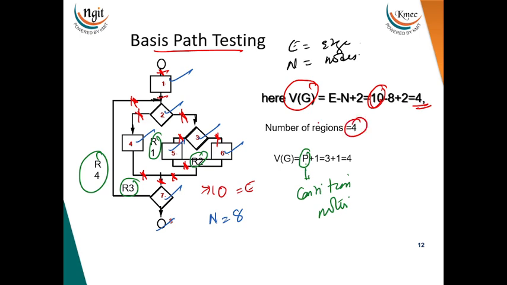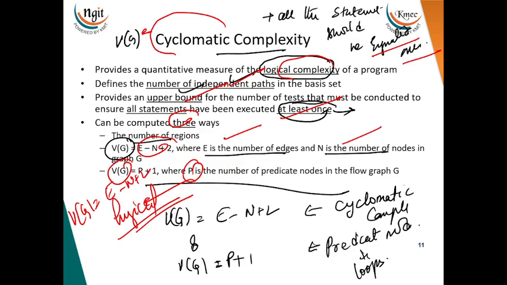Number of regions: we have to count the outside also. This is R1, this is R2, this is R3, and the outside region also. And conditions: 1, 2, 3. P is the conditions, 3, plus 1 is equal to 4. So the cyclomatic complexity for the above graph is V(G) equal to 4, number of regions is 4, and conditions plus 1 is 4. These are the formulas I have to take into consideration, correct?